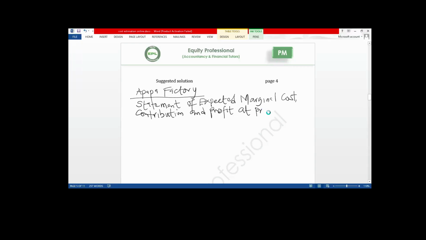At proposed level of activity. Please, what is the proposed level? 75%. Thank you. And at this level, what is the output to be produced? The output to be produced at this level is 9,750. Okay.